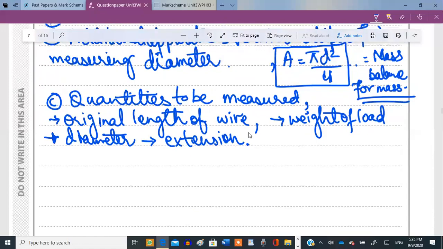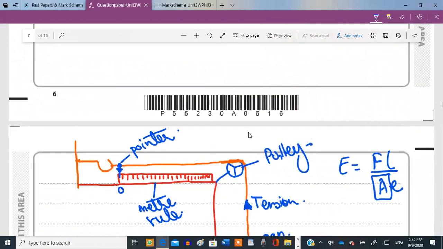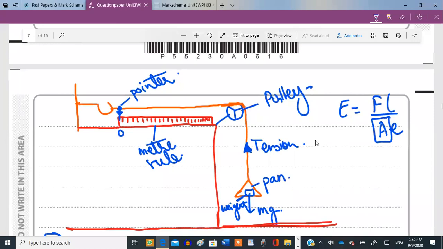Then what's part D? Which is the independent and what is the dependent variable. The independent variable is the one that you can change. So which variable can you change directly? Can we change the weight by just replacing it with another weight? Yes, we can. And what's the other independent variable that we have here? Can we change the original length of the wire as well? We can change it, so both of them are actually independent variables, but weight is a better answer, okay?